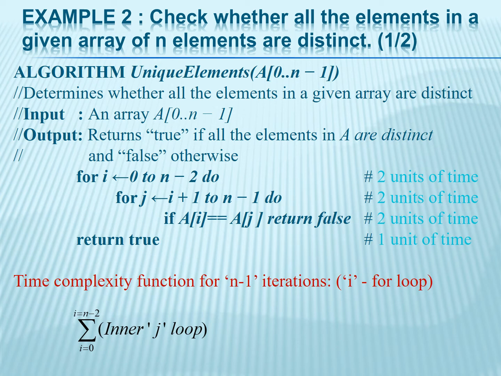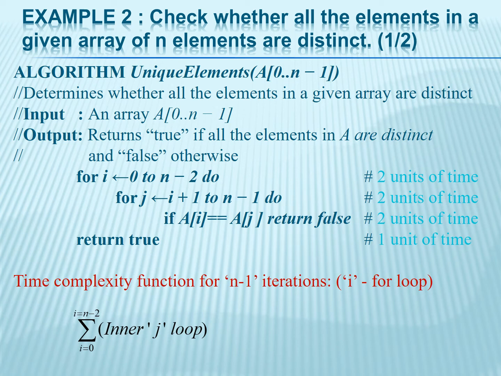The if statement inside the inner for loop compares the element selected by the I for loop with every other element in the array. If a match is found, the algorithm returns false, indicating that the array does not have unique elements. If a match is not found, the algorithm returns true, indicating that the elements in the array are unique.